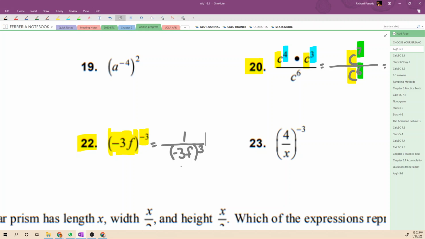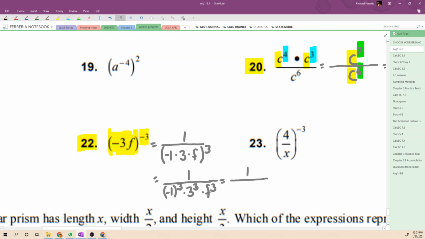Now there's still more that we can do here, because we have the power of a product. So we can just distribute that power to everything in the product. However, there's a negative sign there inside the parenthesis, so I want to be extra careful with that. Extra careful means we're going to treat that negative sign like a negative 1. So the first thing that's going to get that 3rd power is going to be the negative 1. The next thing to get that 3rd power is going to be the 3. And the last thing to get that 3rd power is going to be the f.